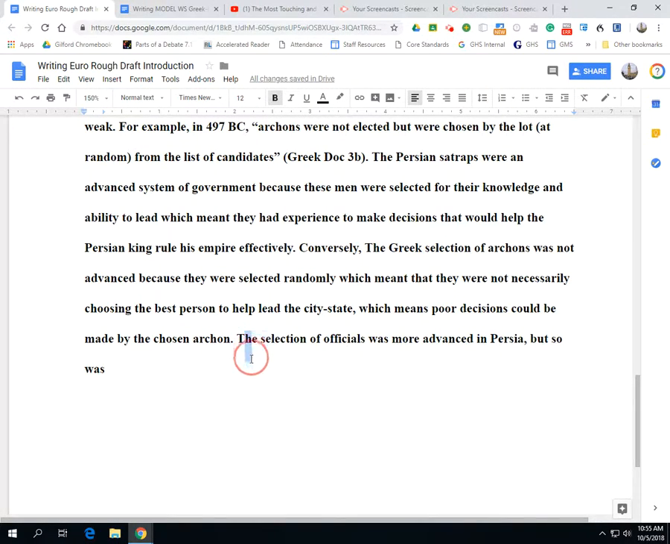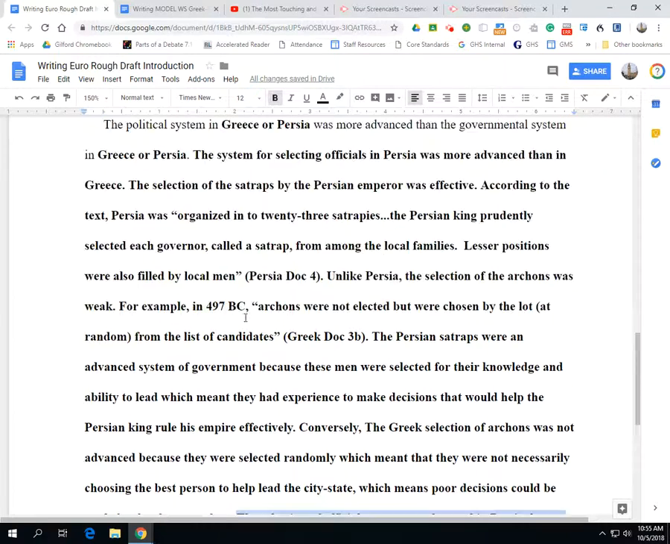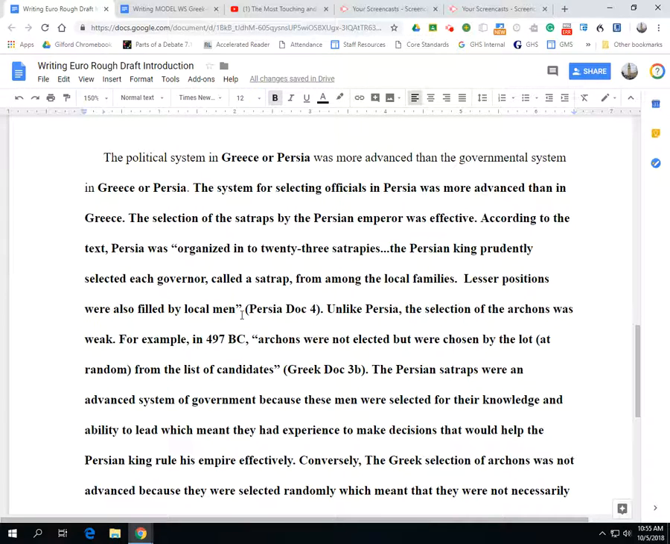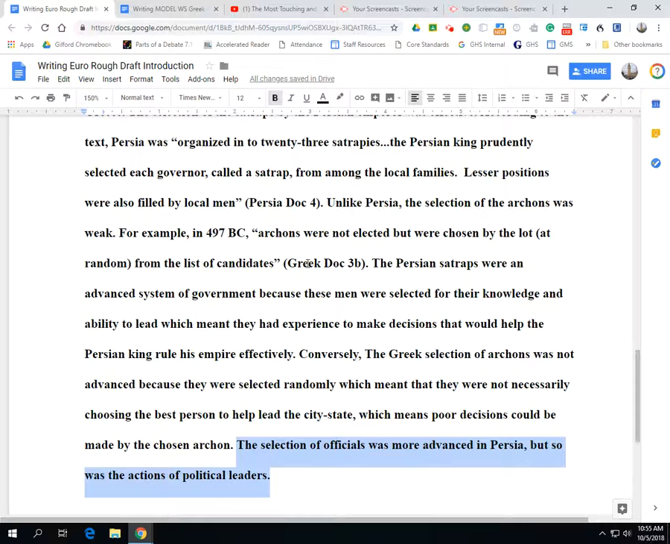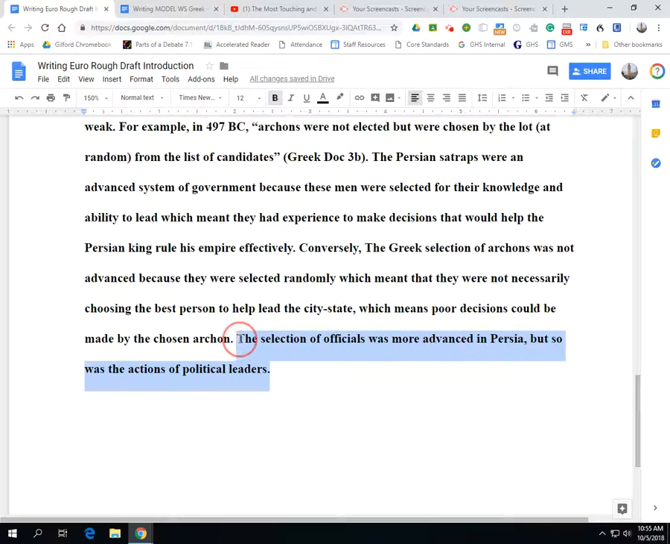Then the last sentence of the paragraph should sum up the selection of officials was more advanced in Persia, but so was, and then maybe my next paragraph is about the actions of political leaders. So I would literally say the actions of political leaders. I don't need to say who they are. I don't need to say like Darius and Pericles. I just need to close this paragraph out. I can't end on an analysis statement and then go to a whole new topic without a closing thought. Otherwise, it doesn't transition nicely. So, if you set your outline up correctly for the body of this paper, really you should be wordsmithing, capitalizing, punctuating correctly, and adding one sentence to the end of each of your spec set paragraphs.